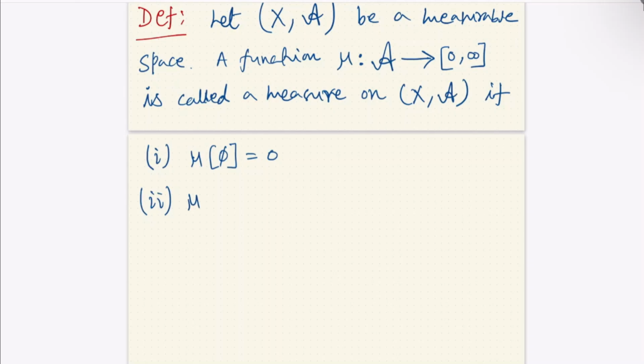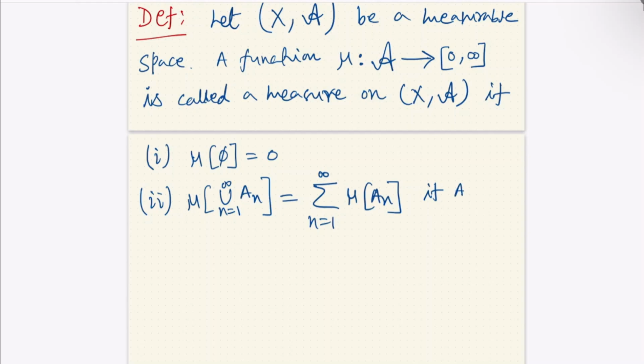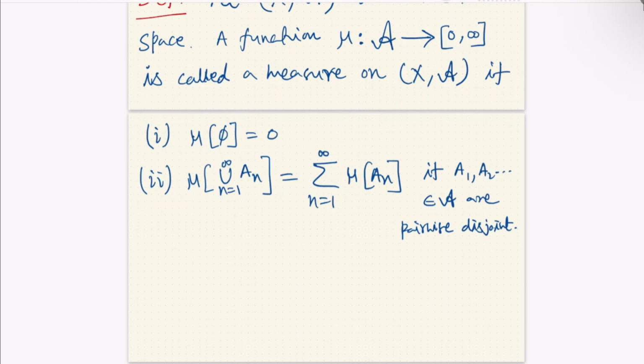countable additivity, that is, the measure of the union of A n, n equal to 1 to infinity, must be equal to the summation n equal to 1 to infinity of the measure of A n, where A1, A2, and so on belong to the sigma algebra A and are pairwise disjoint. Then these two are sufficient for the definition. I don't need to mention the inclusion one, since by this second one it is obvious.